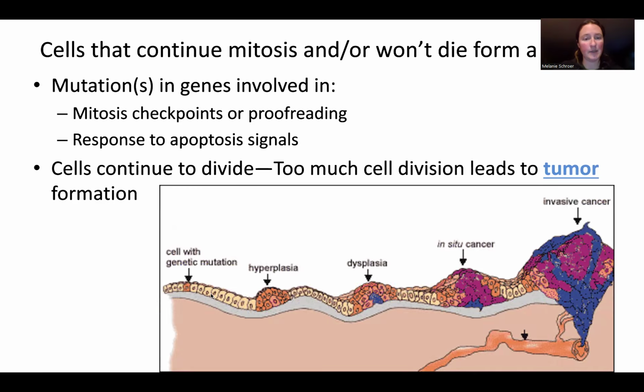So what we can see in this image is a layer of epithelial cells. They are all of approximately the same shape and size. They're not all crowded together, a nice, even layer of them. But one of these cells acquires a genetic mutation, right? And this mutation can be involved in anything, but especially if it's involved in those mitosis checkpoints or response to apoptosis signals. And so this cell can continue to divide, right?